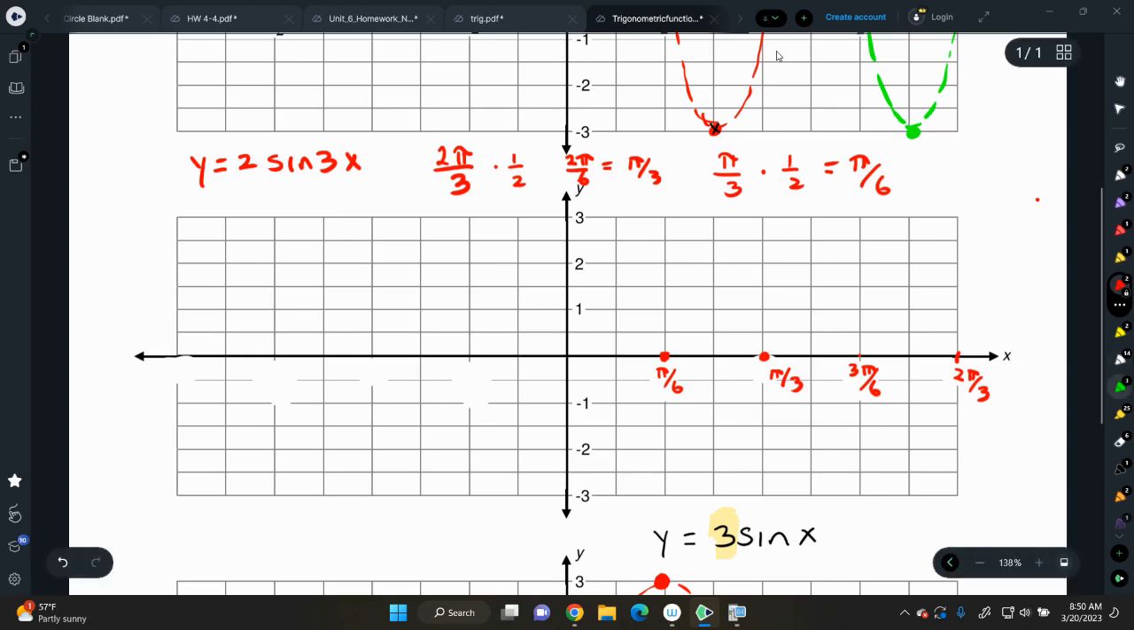Okay, so let's do our graph. 0 to 2 pi over 3. Halfway in between is another 0. And then I go up to my max. In this case, it's 2. And I go down to my minimum, which is negative 2. And there's my sine graph. Okay?